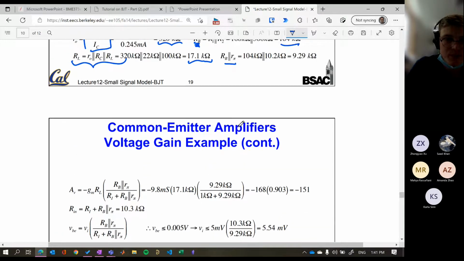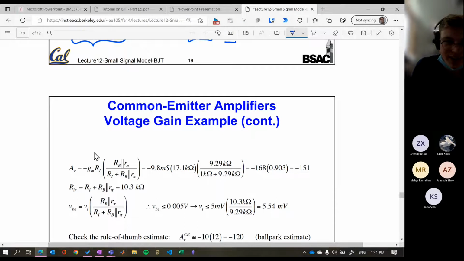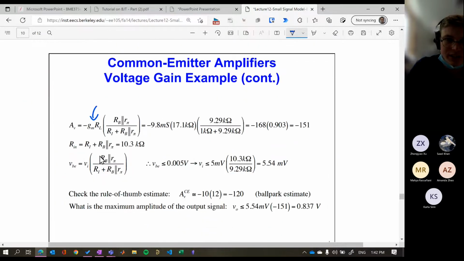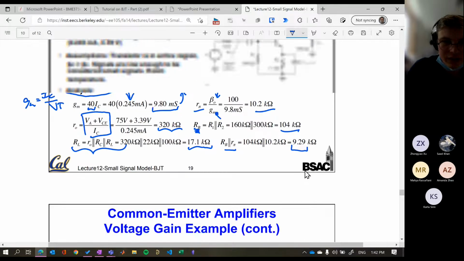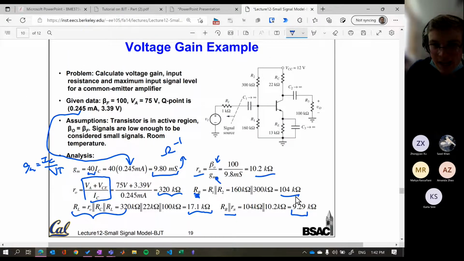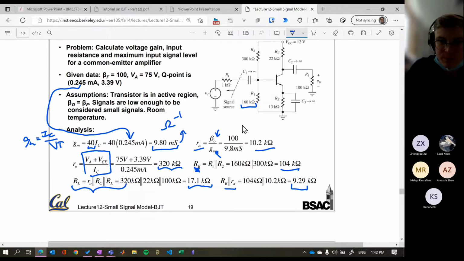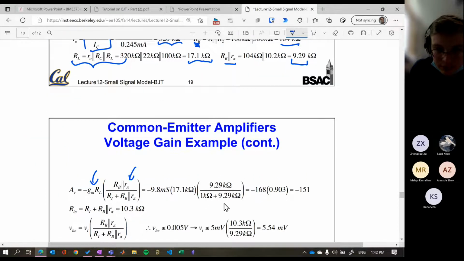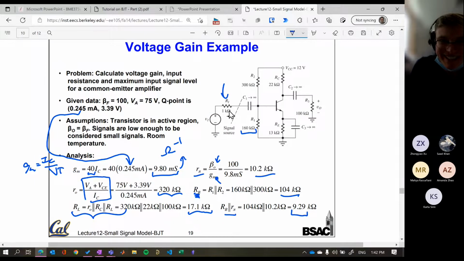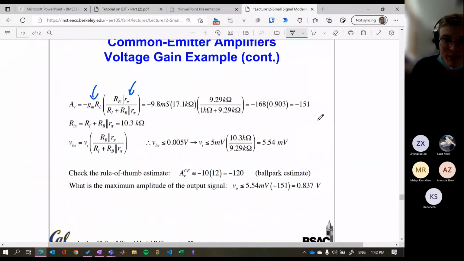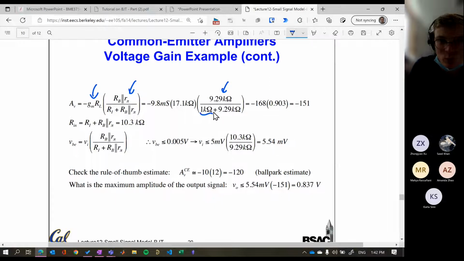To find AV, we can pretty much just say that it's minus GM times RL, right? Because this value is, if we look at RB, R pi versus R1, 160K, that's huge compared to it. Compared to 1K, it's like a factor of 10, right? So it's 9.2 on 1 plus 9.2. So it's 0.9. Better to calculate it in, but there is not a significant difference.